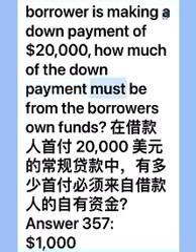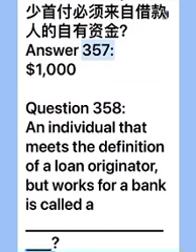Question 357. On a conventional loan where the borrower is making a down payment of $20,000, how much of the down payment must be from the borrower's own funds? Answer: $1,000.